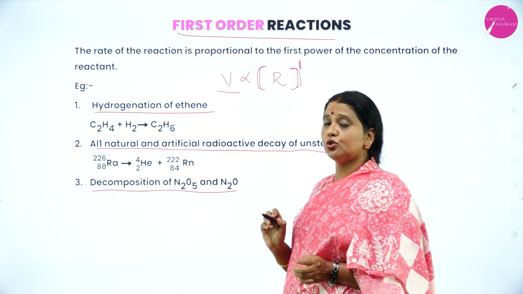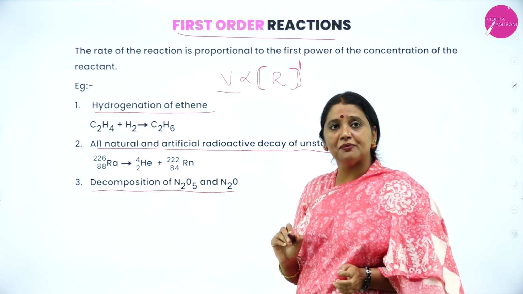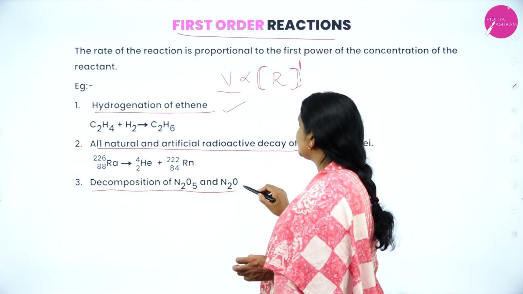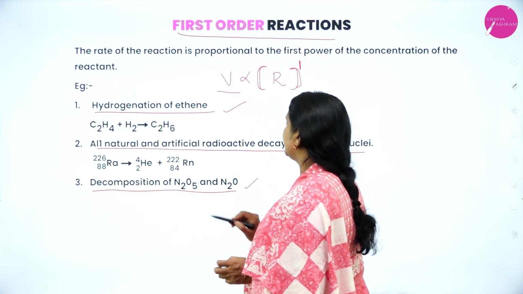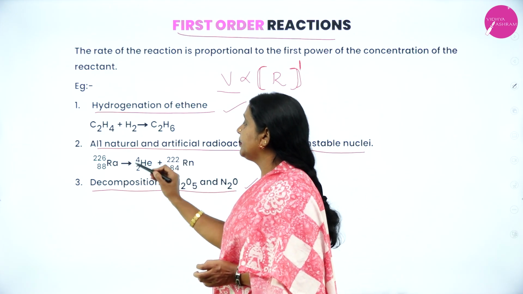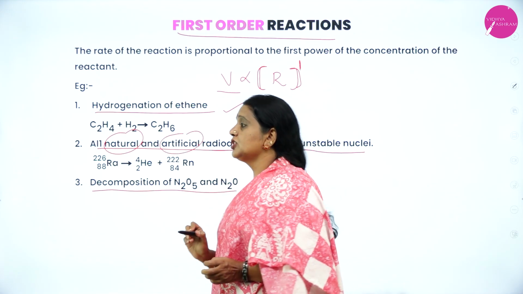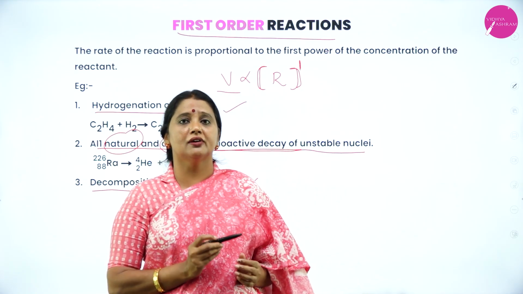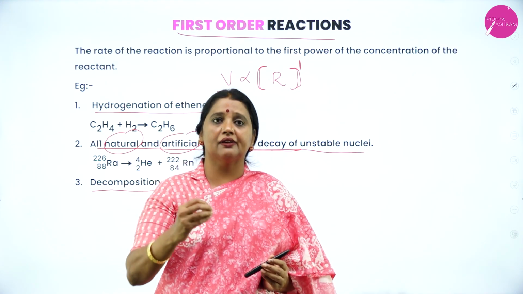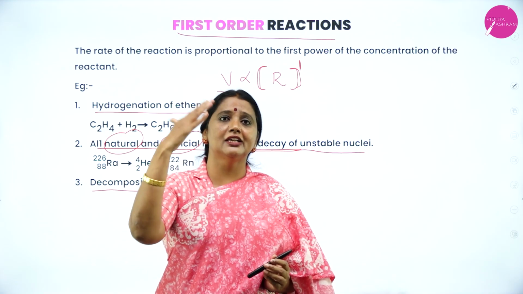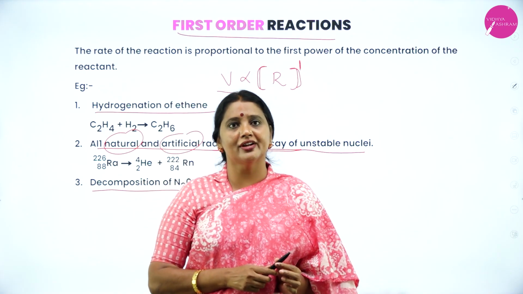Pentoxide as well as N2O. So, what are the examples for first order reaction? Hydrogenation of ethene, decomposition of N2O5 and N2O, nitrogen pentoxide, and all natural and artificial radioactive decay. In physics also, it comes under nuclear physics: natural and artificial radioactive decay always follows first order kinetics.